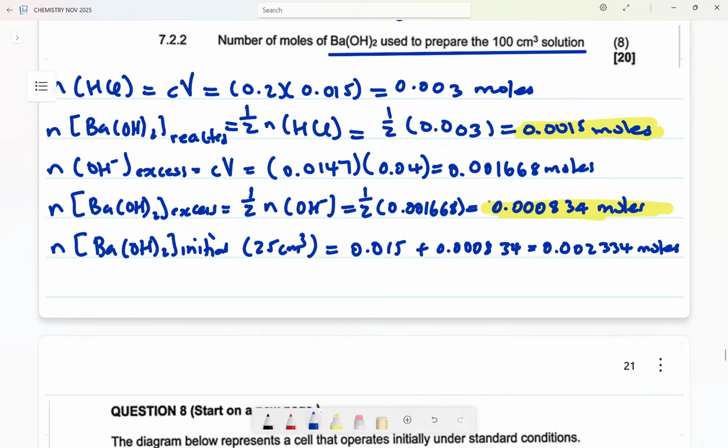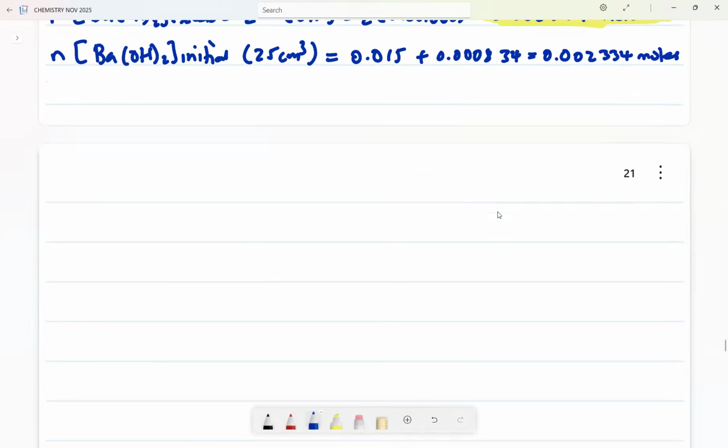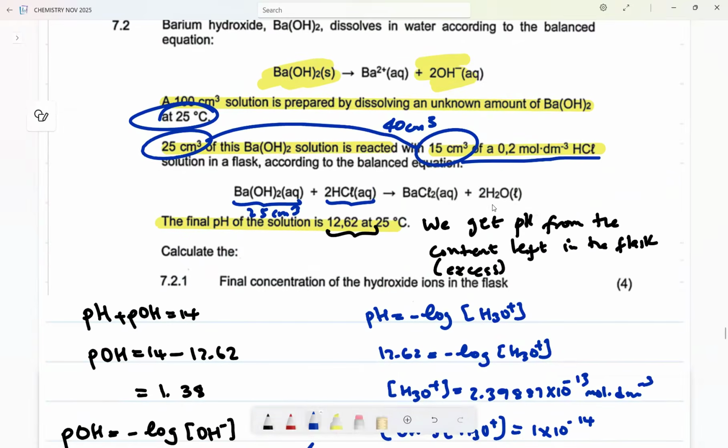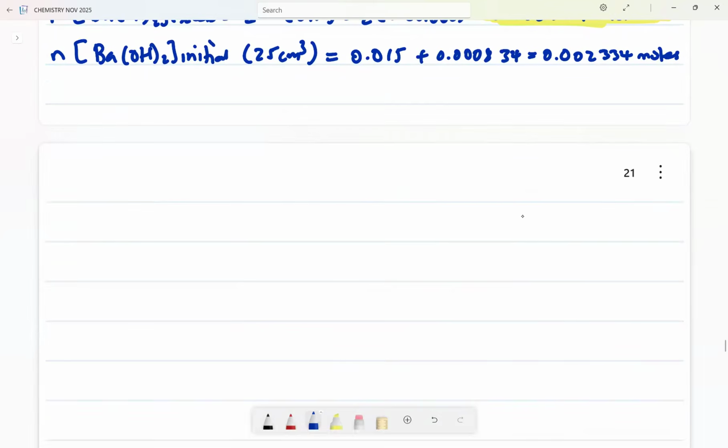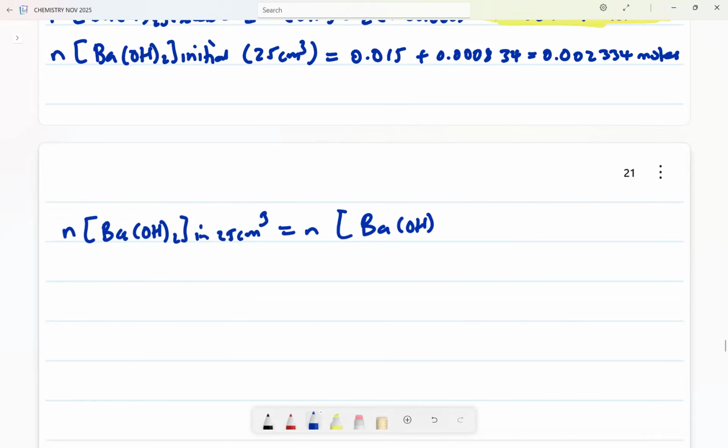Okay, now that I have the number of moles that are initial in 25 centimeter cubed, I need to find those that are initial in 100 centimeter cubed. I know that the number of moles of barium hydroxide in 25 centimeter cubed is equal to the number of moles of barium hydroxide in 100 centimeter cubed, divided by 100 centimeter cubed, multiplied by the 25 centimeter cubed that we took.